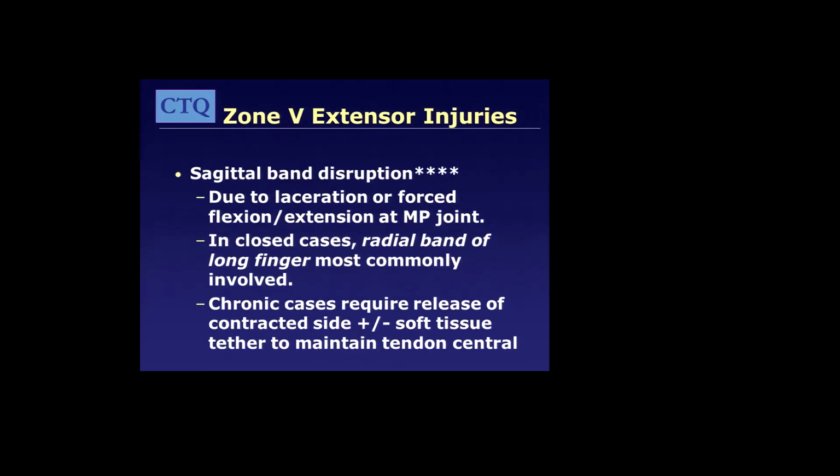Sagittal band disruptions are key. These can be due to either lacerations or a blunt injury to the MP joint. The most common type of sagittal band injury is the radial sagittal band to the long finger. Acutely, you can try to treat this with a splint or a cast. More chronic cases or unstable cases have to be repaired, and if you have a chronic case, you may have to release the ulnar sagittal band to allow the tendon to be centralized.